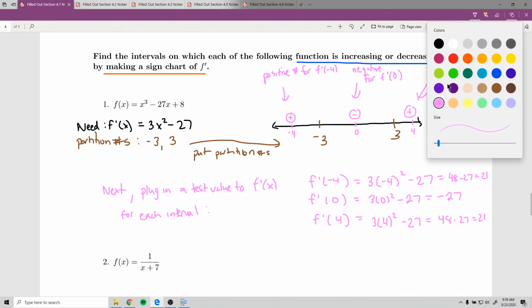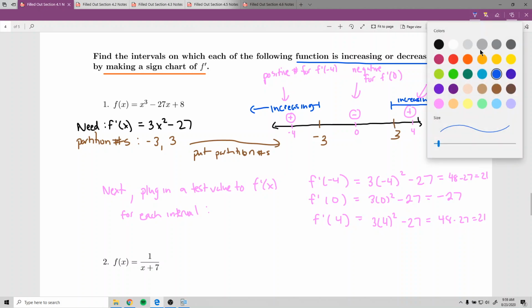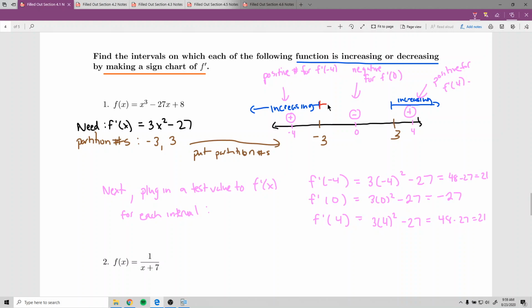All right, so what is this telling us about our function? Well, where the derivative is positive, it means it's increasing on this interval. So -infinity up to -3 is where it's increasing. It's also increasing from 3 to infinity because 4 is inside that interval. And it's decreasing between -3 and 3.